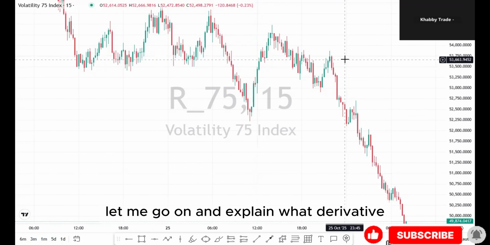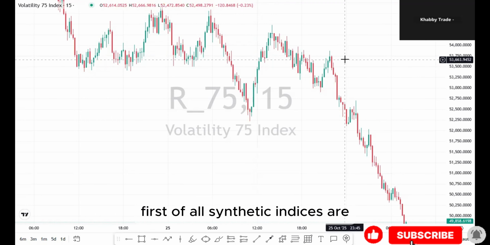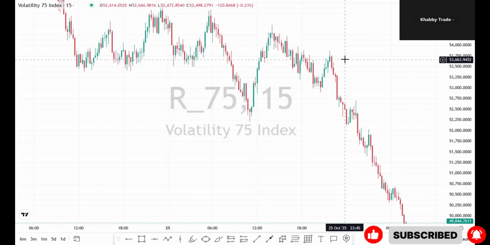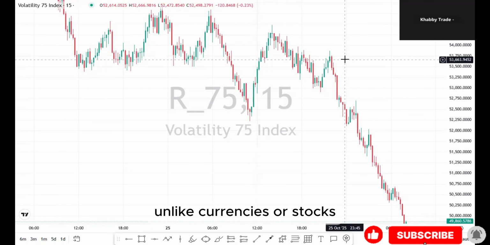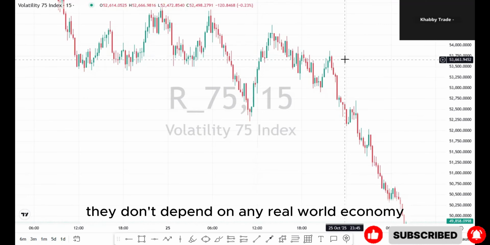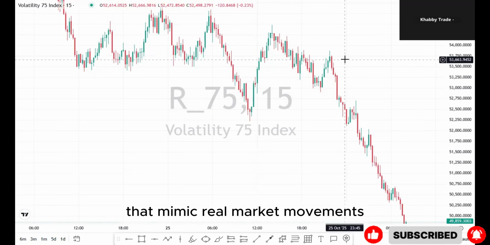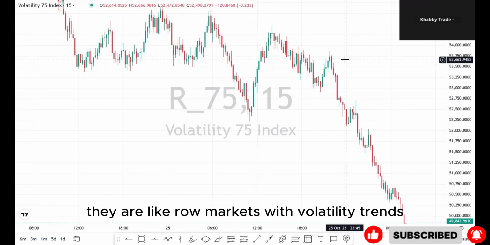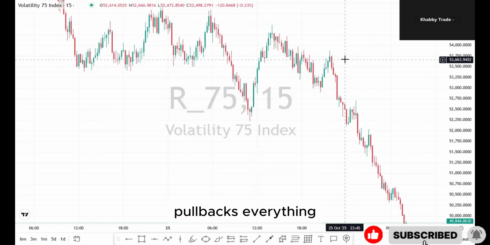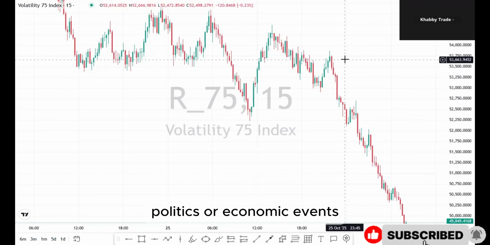Let me go on and explain what Deriv synthetic indices are. First of all, Deriv synthetic indices are unique financial instruments created by Deriv. They are owned by only Deriv. Unlike currencies or stocks, these indices don't depend on any real world economy. They are simulated markets that mimic real market movements. In simple terms, they are like real markets with volatility, trends, pullbacks, everything. But they are not affected by global news, politics, or economic events.